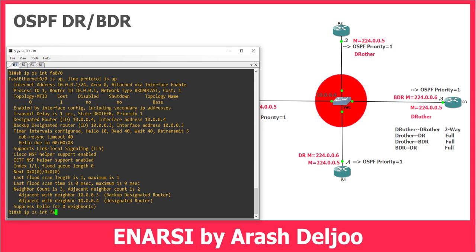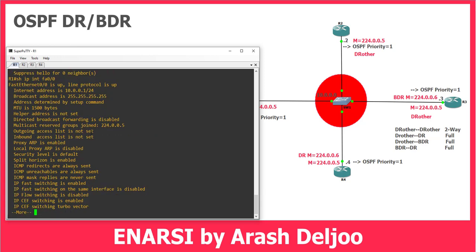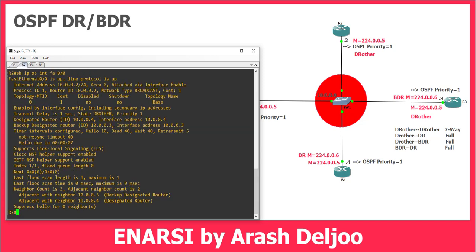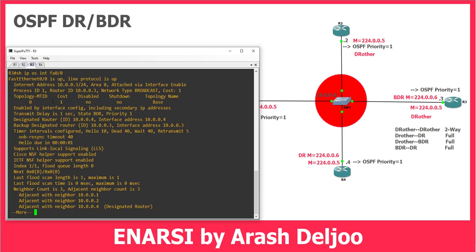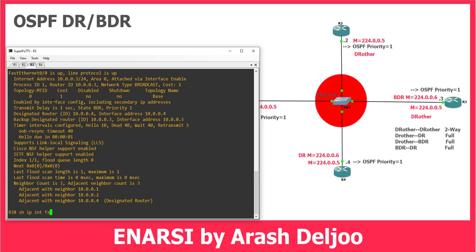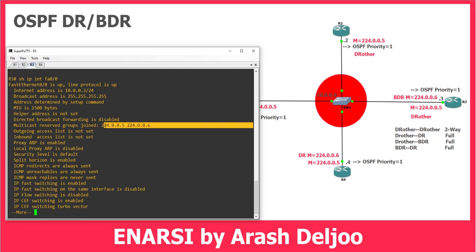Also, let me show you the status of R1 now with show ip interface FastEthernet 0/0. Here you can see we have only one multicast IP address, 224.0.0.5, on router 1, and also on router 2. In router 3, we have two IP addresses, 224.0.0.5 and 224.0.0.6. Why? Because this is the BDR.